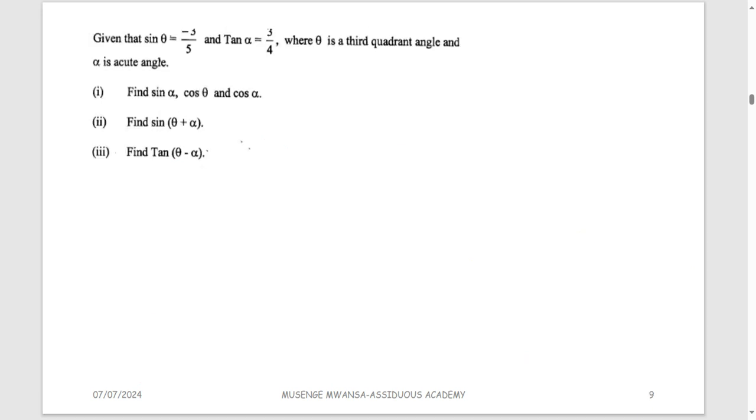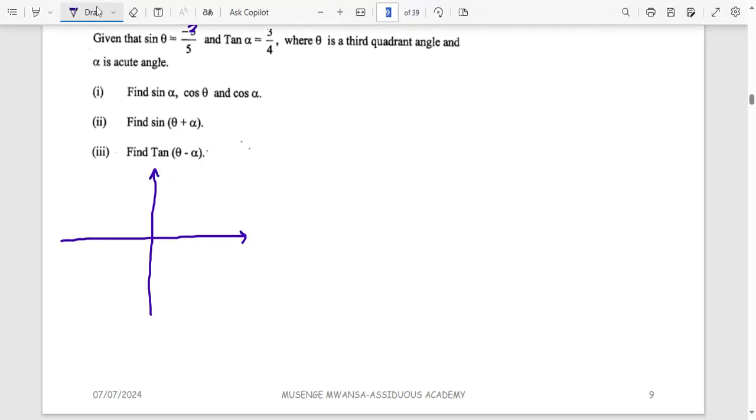Let's go to this one. They have said that given that sin theta is negative 3 over 5 and tan alpha is 3 over 4, theta is a third quadrant angle and alpha is acute. We want to find these terms down here. So what you do is first write your Cartesian plane for this one. You are applying what we did in the first class with what we have done today.